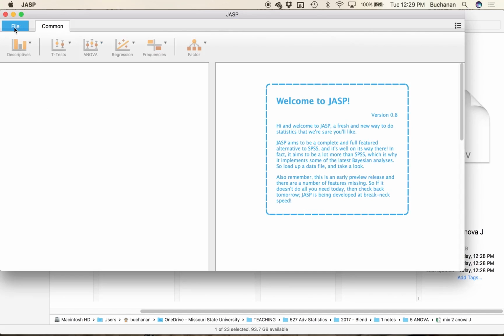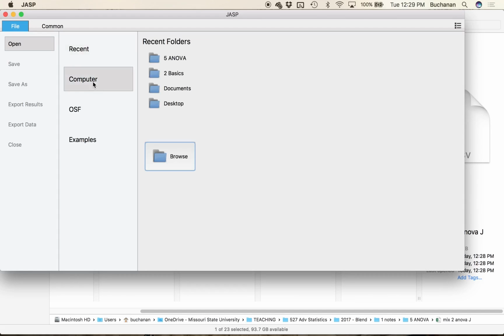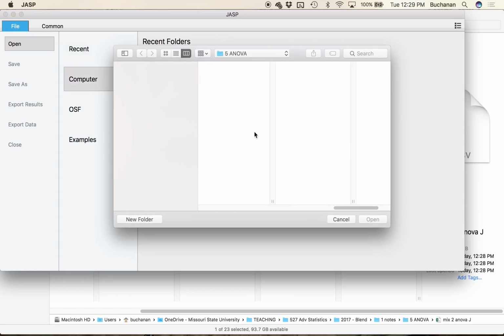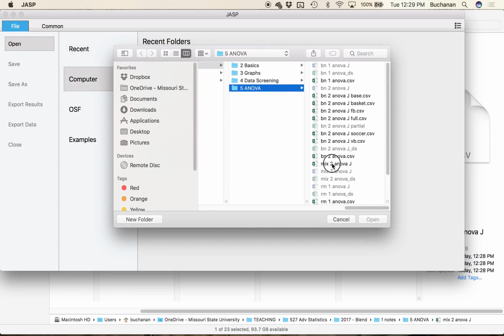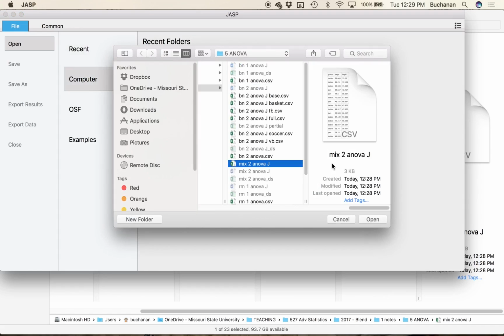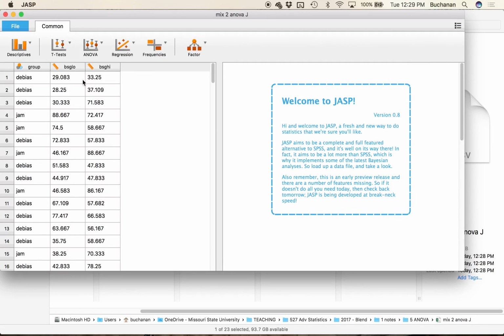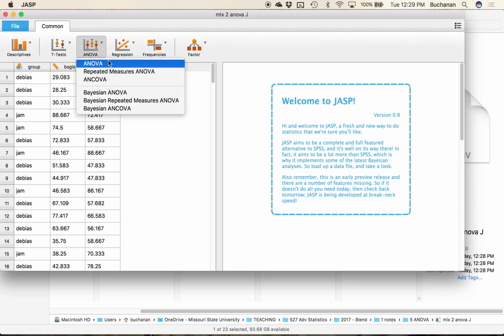All right, so I'm going to click File, Computer, figure out where you have that saved, that data set we just made, so mix 2 ANOVA. So now my group variable and my 2 repeated measures variable. So here's the between subjects variable, my 2 repeated measures levels, and the dependent variable here is rating. So we're going to click ANOVA, and anything with repeated measures here has to go through repeated measures. So click repeated measures ANOVA.